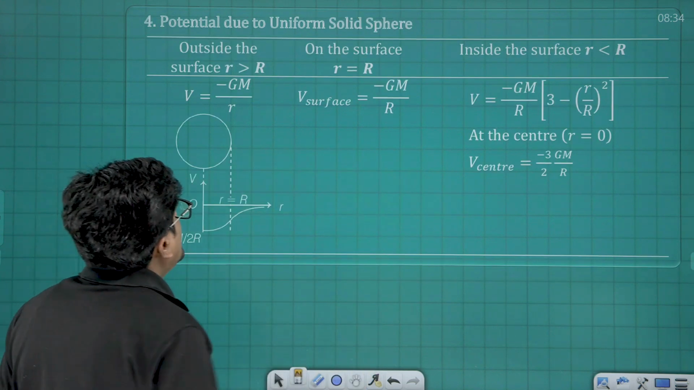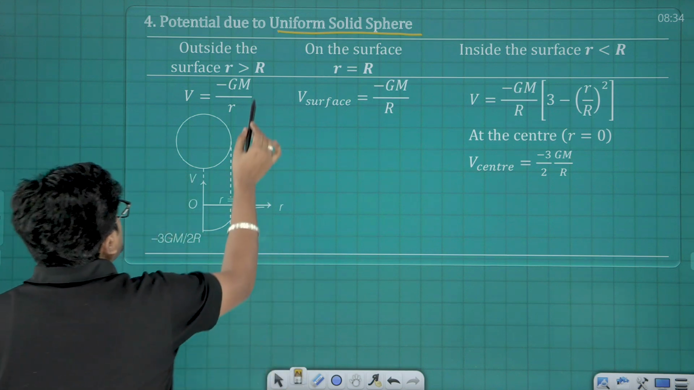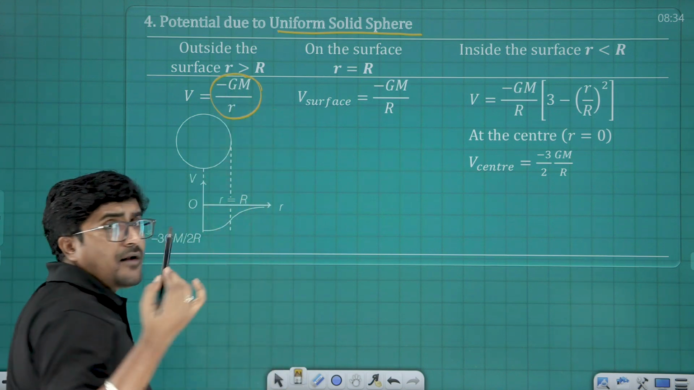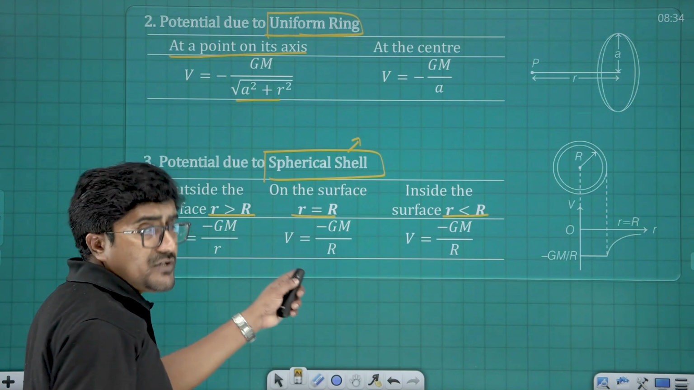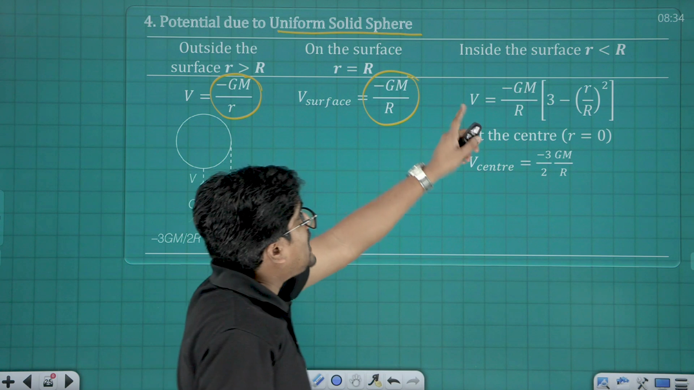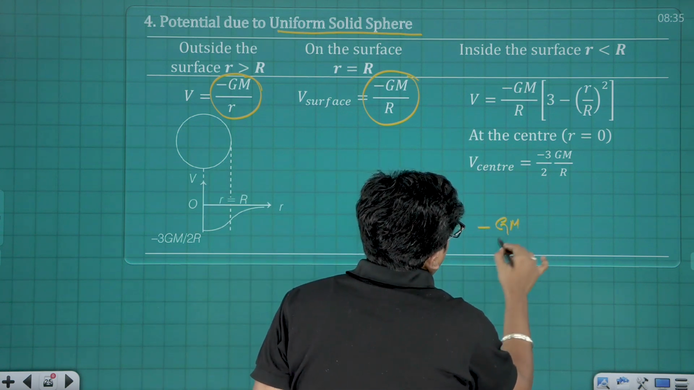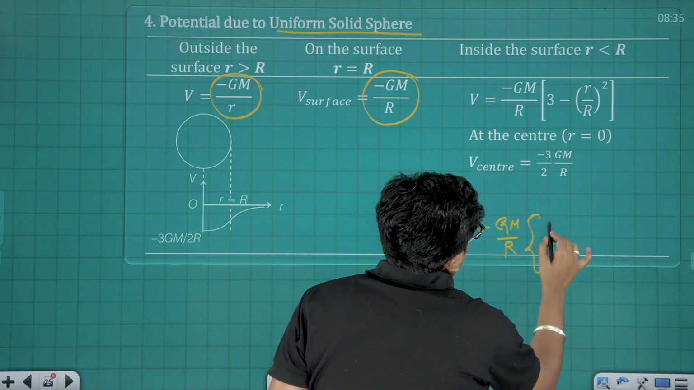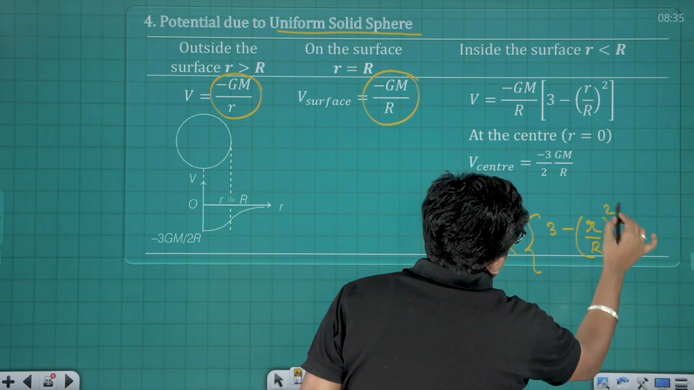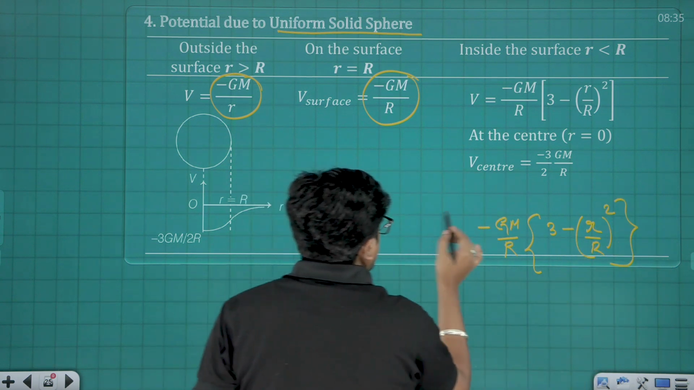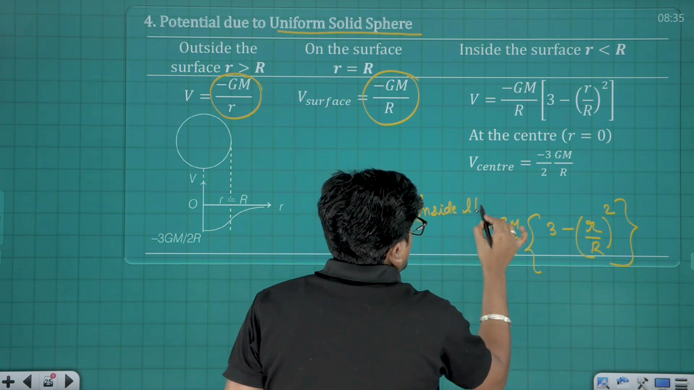And here comes due to uniform solid sphere. Okay, due to the uniform solid sphere, for small letter r greater than capital R and small letter r equal to capital R, it's going to be same as that of the shell. The only difference is inside. There it is going to be minus of GM upon capital R into 3 minus of r by capital R, the all square. Alright, here this is inside the spherical shell.